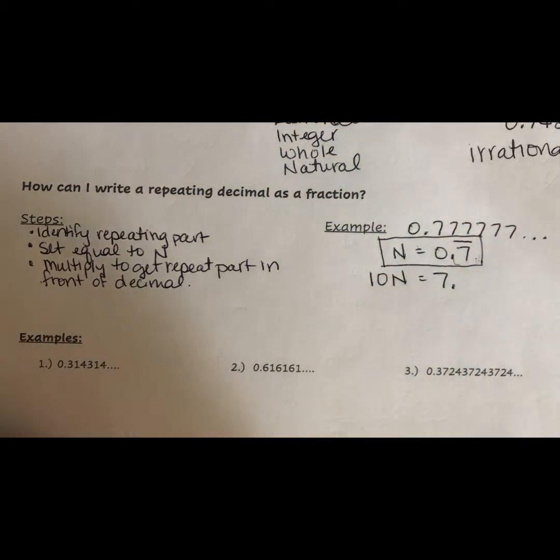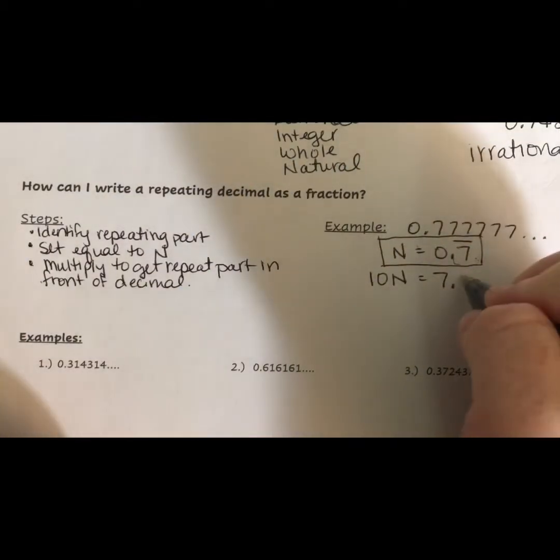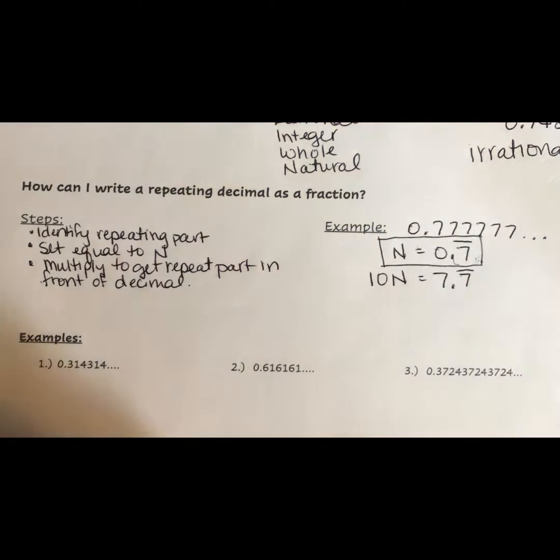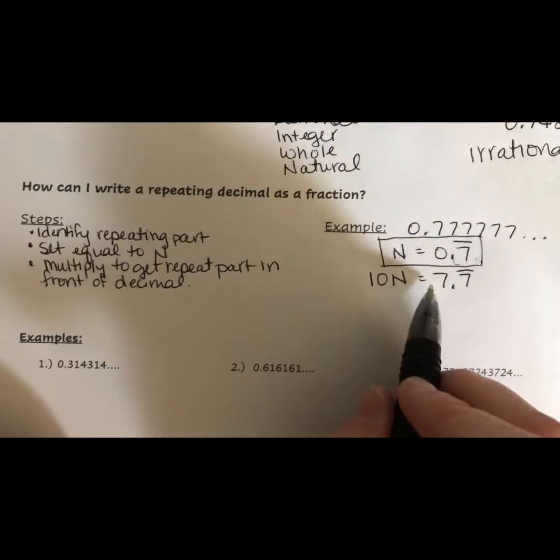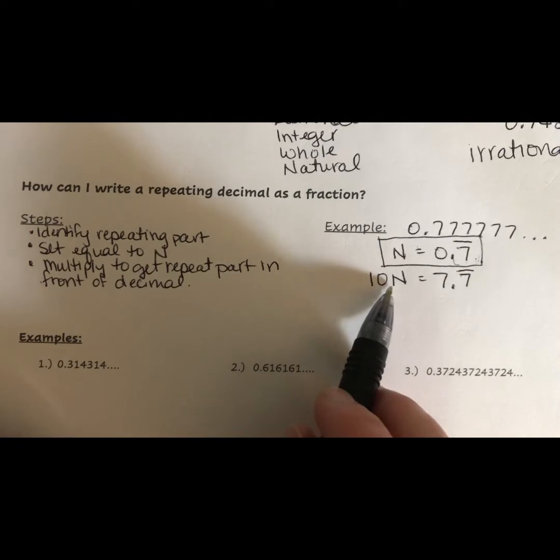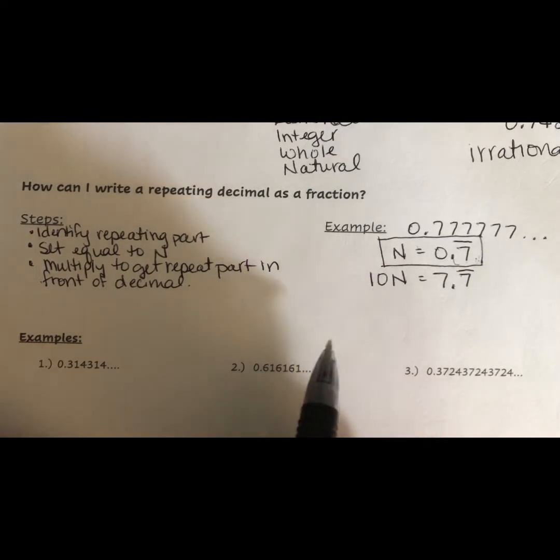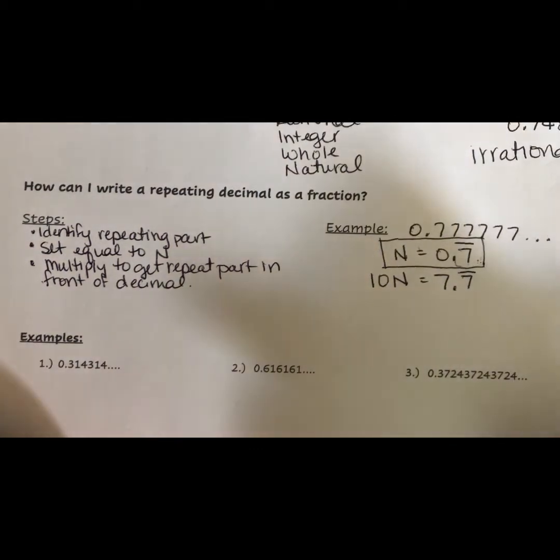The sky's doing something weird, and it's casting an awful shadow, sorry. So I still have the rest of this repeating stuff, but I've just moved part of it in front of the decimal. The number you're going to have in front of n is always going to be a multiple of 10. So it might be 10, 100, 1,000. You'll kind of see it gets easier.